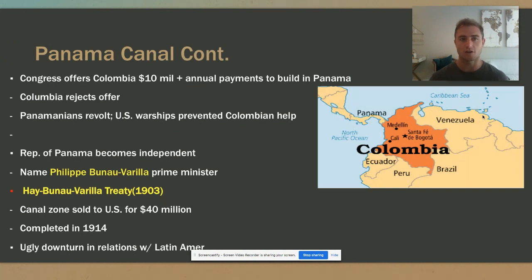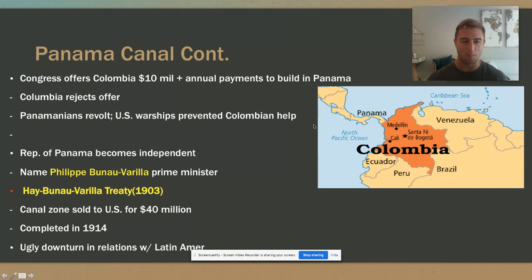Congress is going to offer Colombia $10 million plus they'll give annual payments to Colombia for the usage of a canal once built. Colombia is going to reject that offer, and that proves to be a mistake because the United States, now with its new built navy, is going to help the Panamanians become independent of Colombia. The Panamanians revolt. Colombia is going to send in its navy to put down this revolt, and very conveniently, U.S. warships are already there. They prevent Colombian help, and as a result, Panama becomes independent.